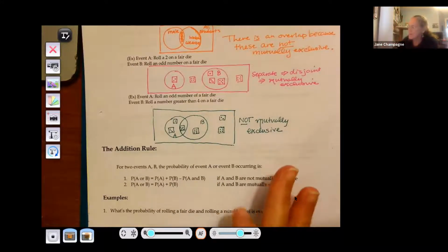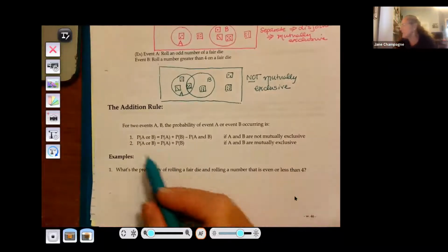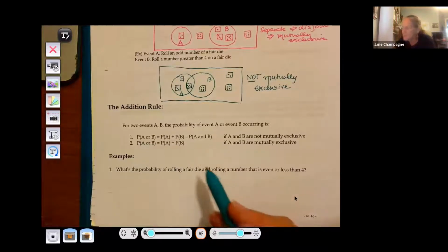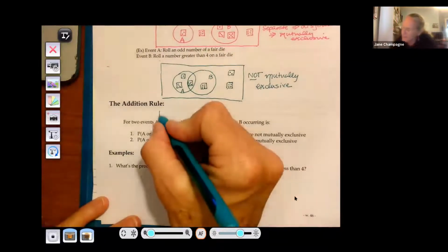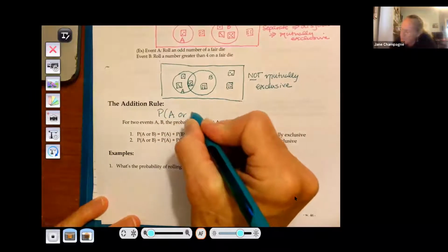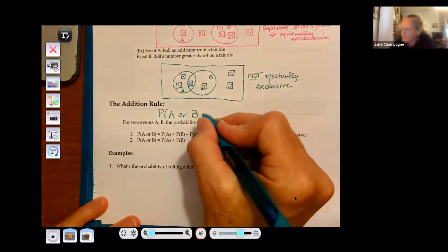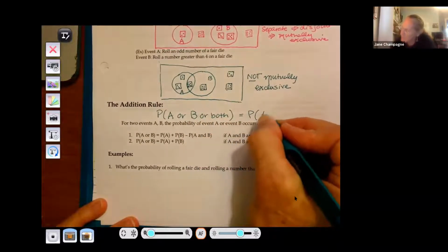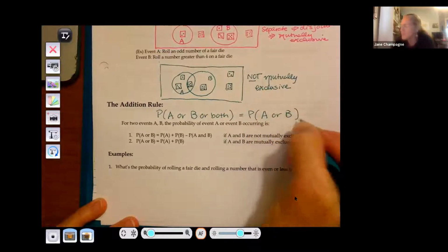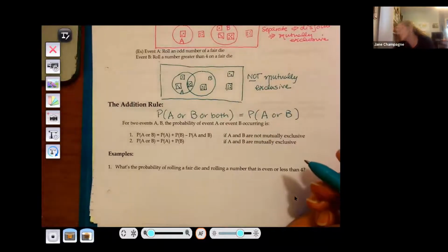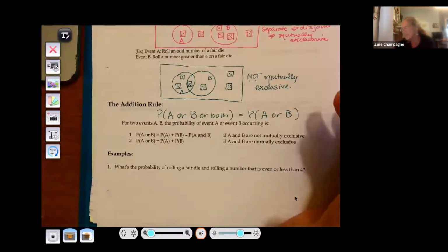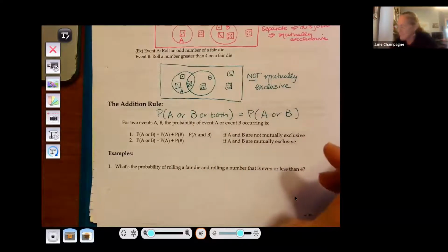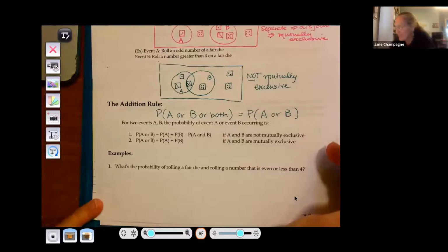Okay, so the addition rule is for the probability of one event happening or another event happening. And when we say A or B, the probability of A or B, we always mean or both. Sometimes they'll say or both, sometimes they won't, but it's always included. Okay, so we call this the inclusive or. In math, that's always what the word or means. If it doesn't, they'll tell you.